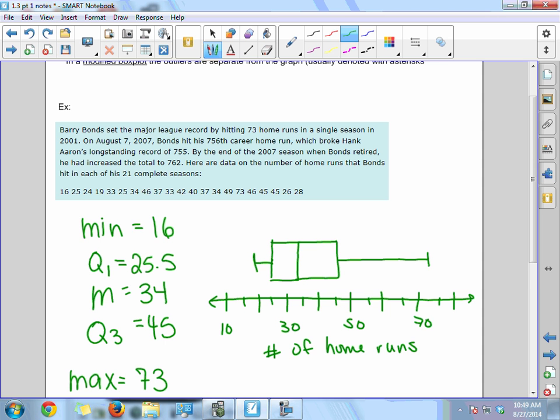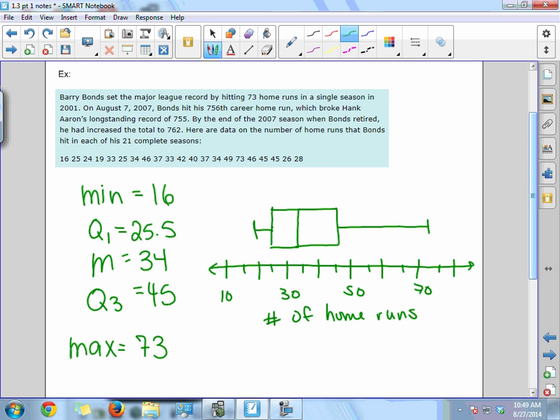I would have, since I explained to you how to do it, taken all this data, stuck it in L1, and then ran my 1-bar stats to get my 5-number summary. I hope that's what y'all did. I mean, you could have done it by hand if you wanted to, but just taking a data set and putting it in order is annoying enough. But when I ran my 5-number summary, I got 16, 25.5, 30, 4, 45, and 73. And so I just marked all those on my axis.